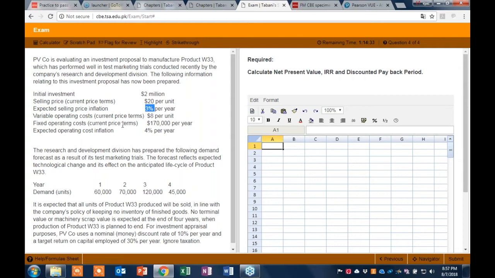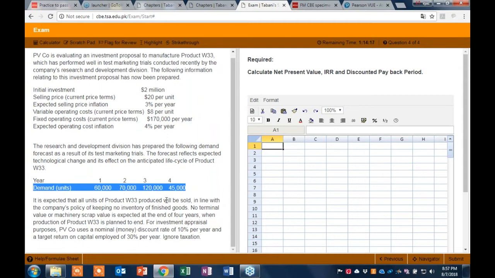Same goes for the variable cost, as it will also be inflated at the rate of 4%, and the variable cost per unit is $8, with the fixed cost $170,000 per year. The sales volume for each year has been given as follows. It is expected that all units of W33 will be sold in line with the company's policy of keeping no inventory of finished goods, no terminal value, that is no scrap value.